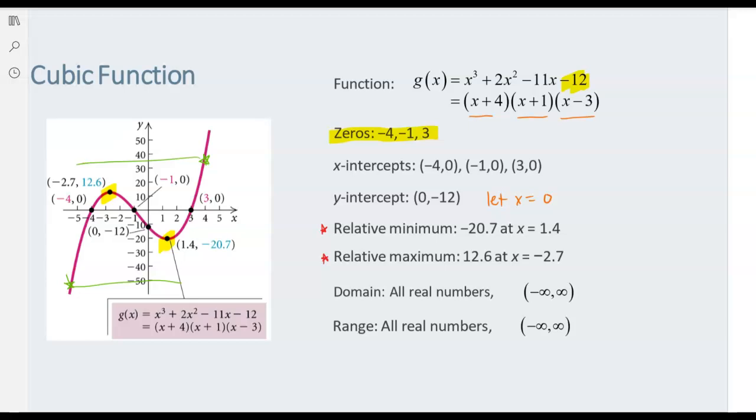We can see by looking at the graph that the domain and the range for this are going to be all real numbers. As a reminder, one of the ways to factor things like this when you have 4 terms is to use factor by grouping.